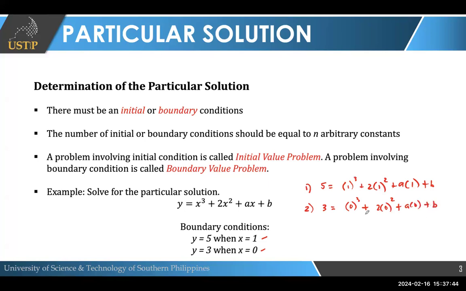Actually, this is very easy, since the terms are all 0 there. We can get a value of 3 for b. And then, after which, you substitute the value of b in the first equation, and then you get the value of a. Okay? So that's how you get the value of your constants, given your boundary conditions.